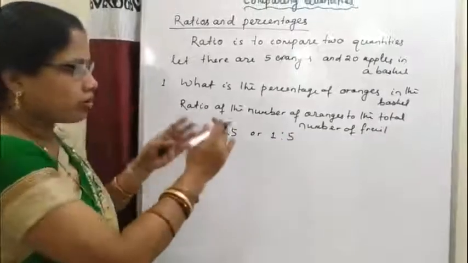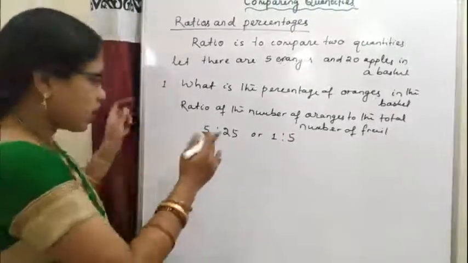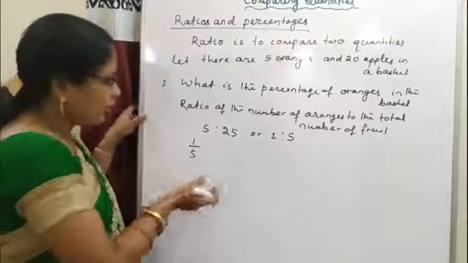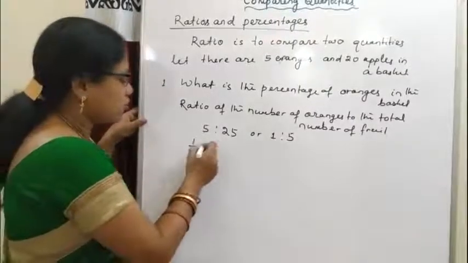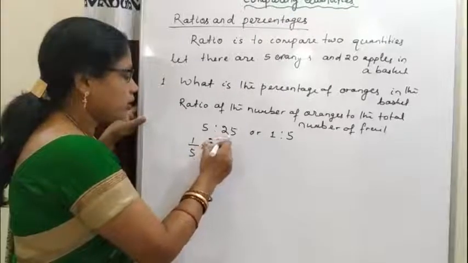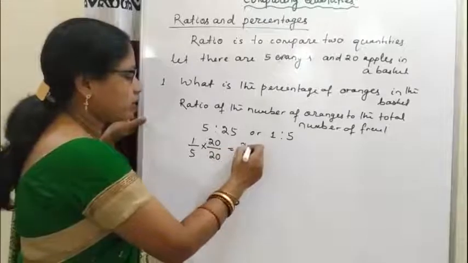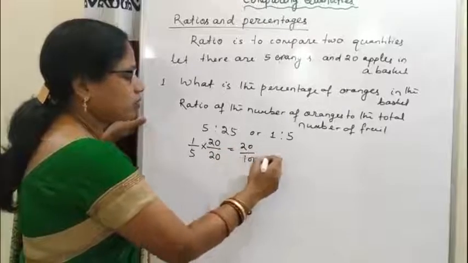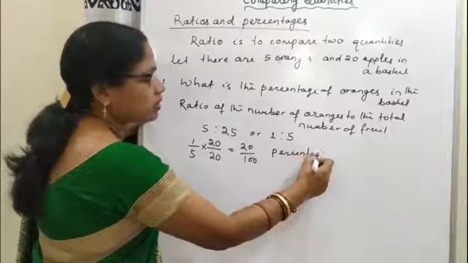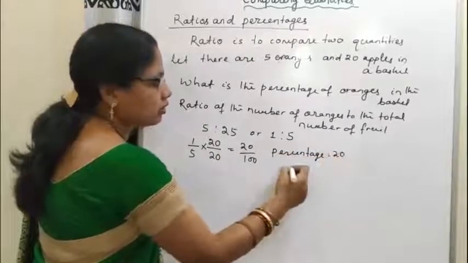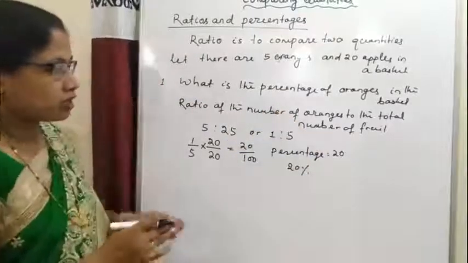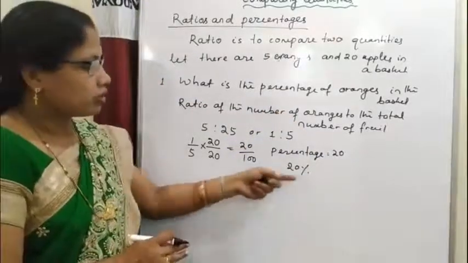So we can convert it into percentage. How? So the ratio is 1/5. We have to make the denominator 100. So here if we multiply with 20, numerator also by 20, that becomes 20 by 100. So the percentage is 20%. Or the percentage of the number of oranges to the total number of fruit is 20%.